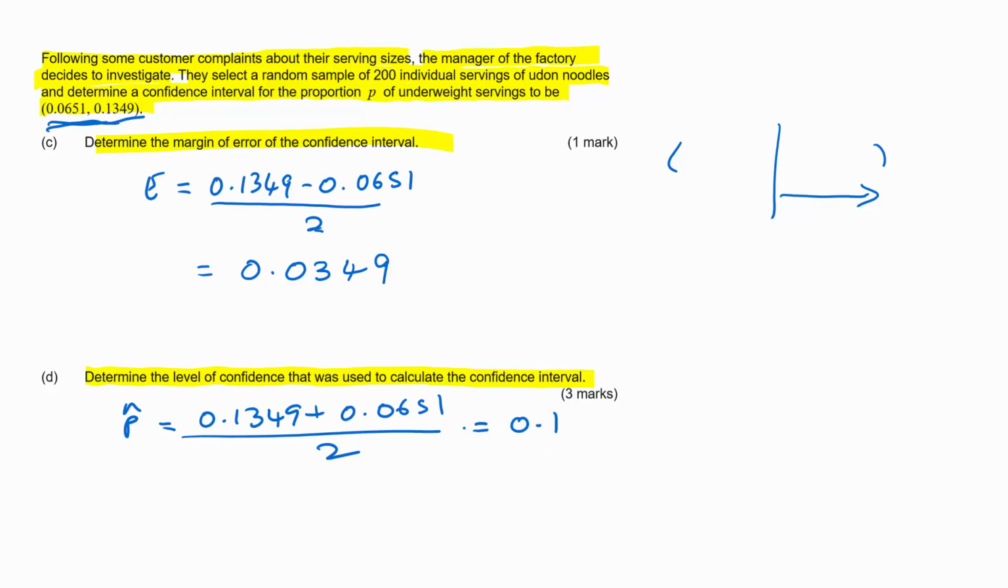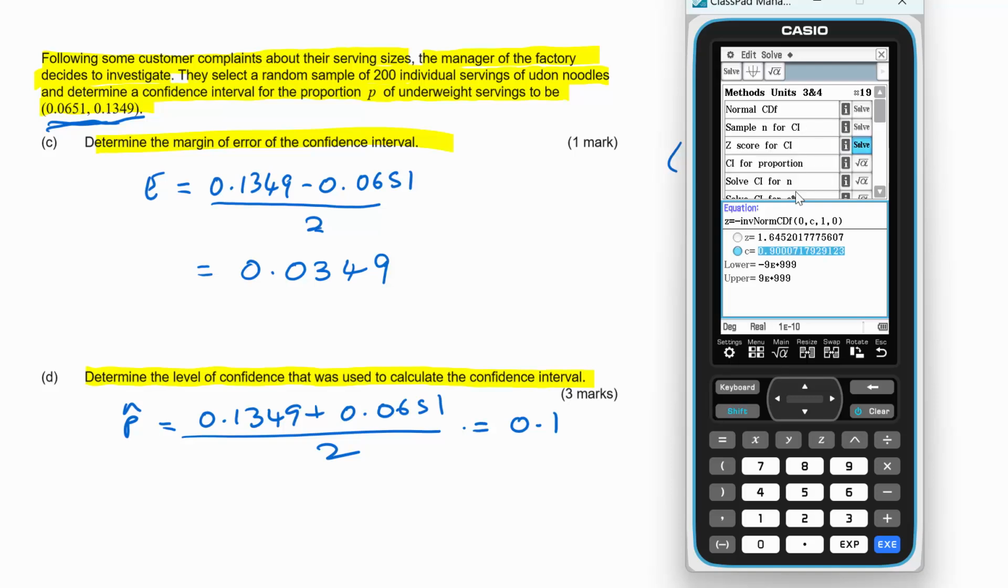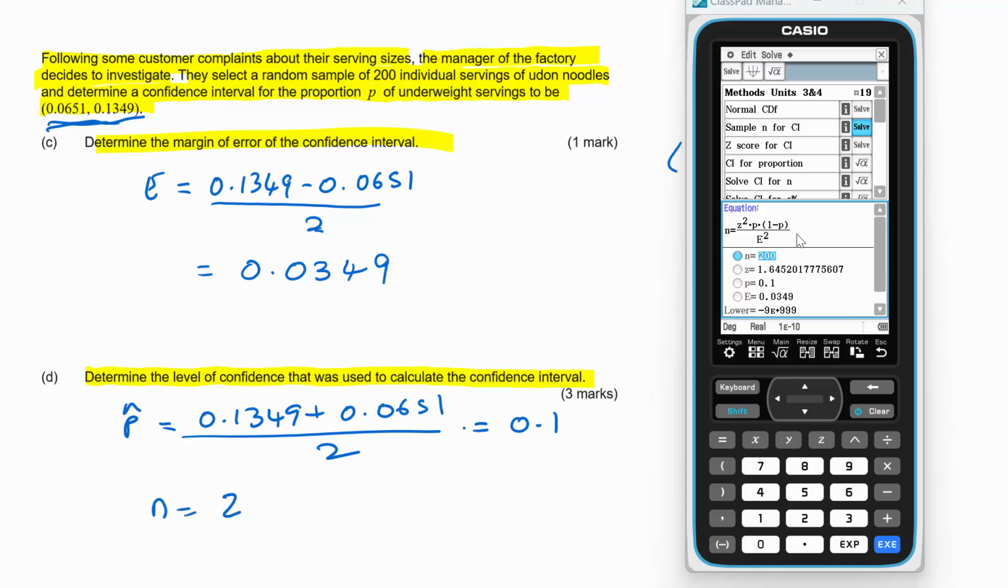Now, you can do this using the E-Activity. So the one we want is sample n for CI. Now you could actually copy this formula down and say n is equal to z squared p(1 minus p) divided by e squared, and then substitute in all the things we know. But once I've written that formula down, I'm just going to use the E-Activity, and I've already got all the values in. I was finding Z here, I've put in 200, p is 0.1, E is the 0.0349, which we worked out in part C.